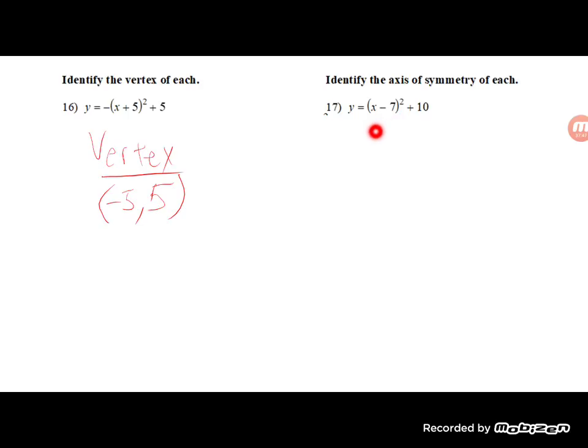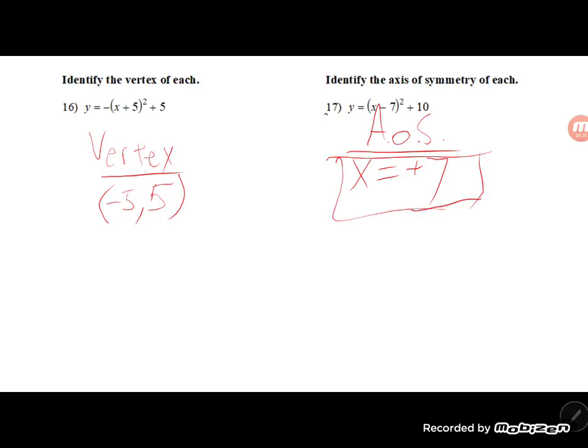Identify the axis of symmetry. Well, remember, that's a really easy vertex problem. You just need to find the x value of the vertex. So we can look at this, we see the x value is going to be opposite inside, which is plus 7. So our axis of symmetry will be equal to positive 7. Okay, so our AOS is right there. Just positive 7, right? It's a really easy vertex problem.